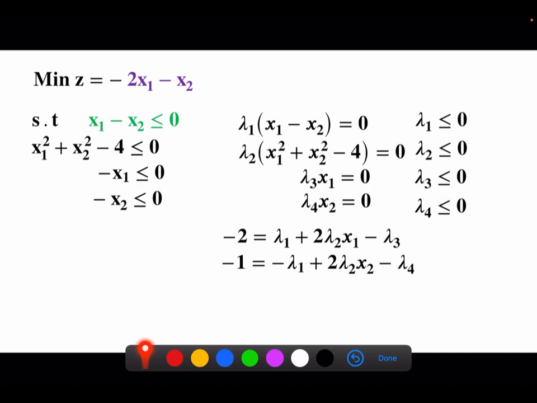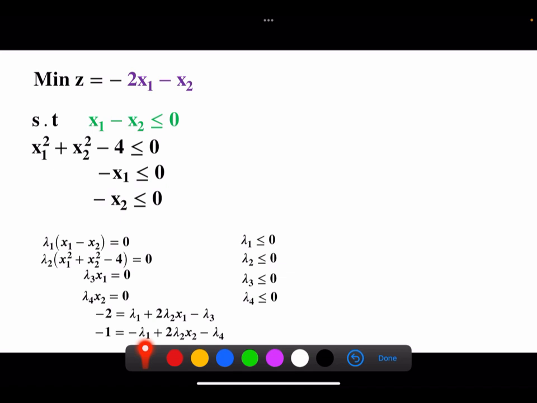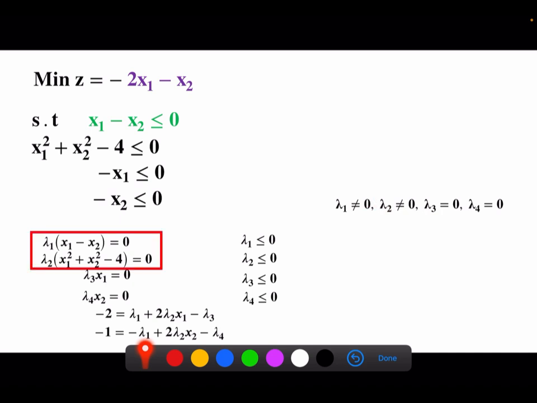Now we club them together and try to solve them. So how many cases would be there total? We have 4 lambdas. For every lambda, we will have 2 cases. So in all, we would have 2 to the power 4 cases. That means a total of 16 cases. But first, we will check the case for which the lambdas for the non-negativity constraints are 0. Lambda 3 is 0, lambda 4 is 0, and lambda 1, lambda 2 are non-zero. So if lambda 1, lambda 2 are non-zero, then these brackets must be 0.